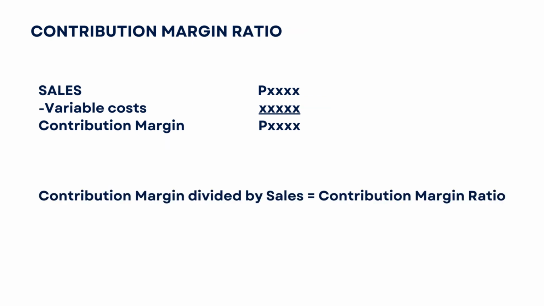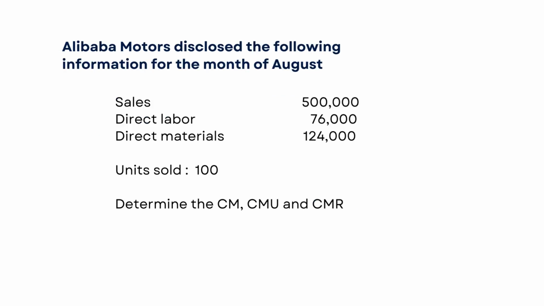We also have the contribution margin ratio, or the ratio percentage na siya. Again, sales minus variable cost is a contribution margin. You just divide the contribution margin divided by the sales, that is your contribution margin ratio. So let's practice. Alibaba Motors disclosed the following information for the month of August. We have sales worth 500,000, direct labor 76,000, direct materials 124,000, and the units sold is 100. Determine the contribution margin per unit, and contribution margin ratio.